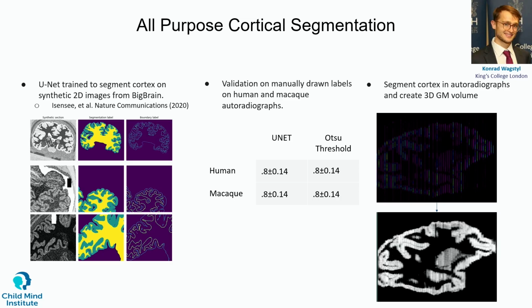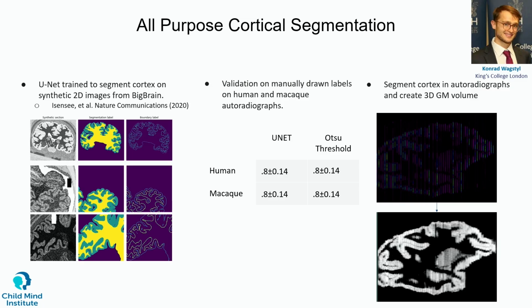One is work that I was very fortunate to be able to do with Konrad Wagstyl at King's College. Basically we developed a neural network that would segment cortex from 2D sections. But this neural network was trained completely with synthetic data from one brain, from BigBrain. So we generated a bunch of synthetic data, trained the network, and then validated it on manually drawn labels in the human and the macaque.